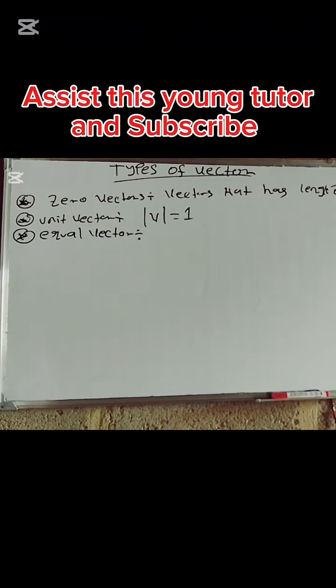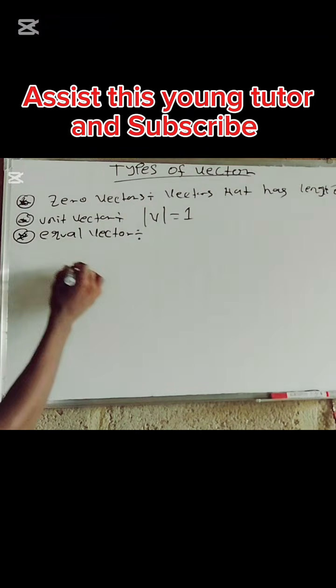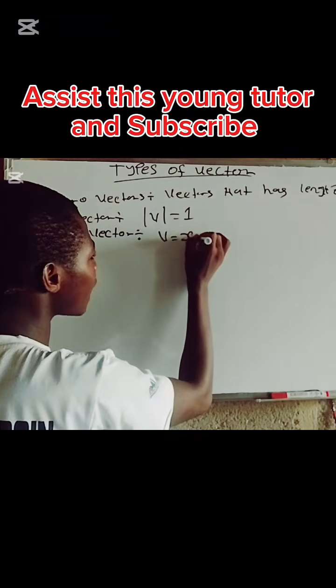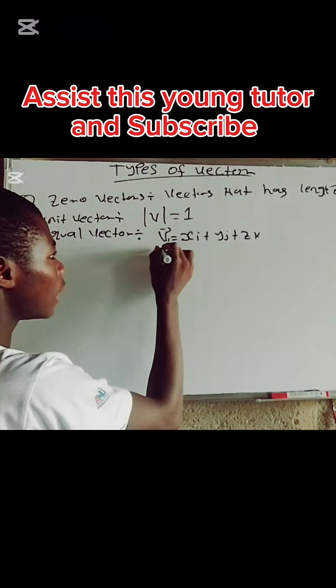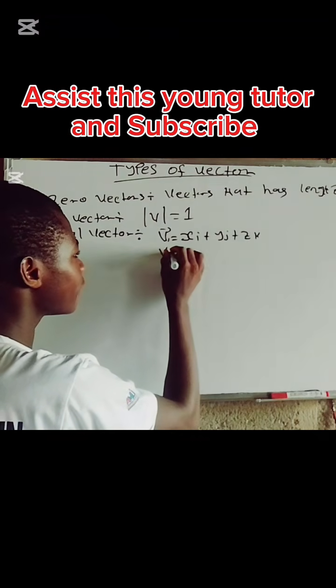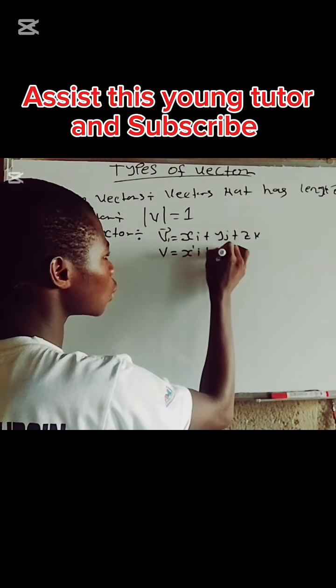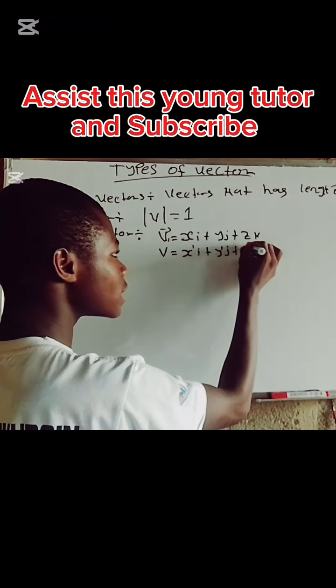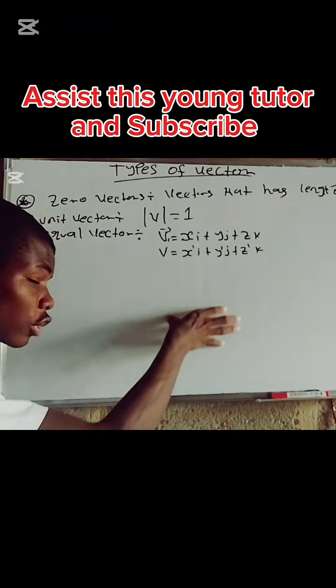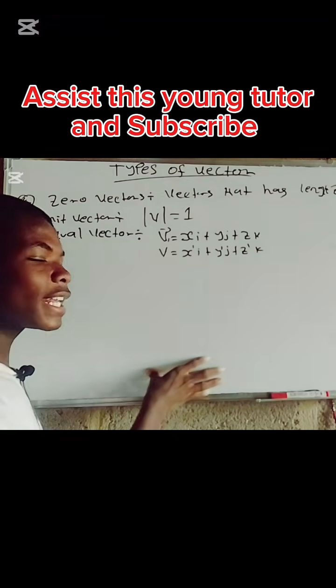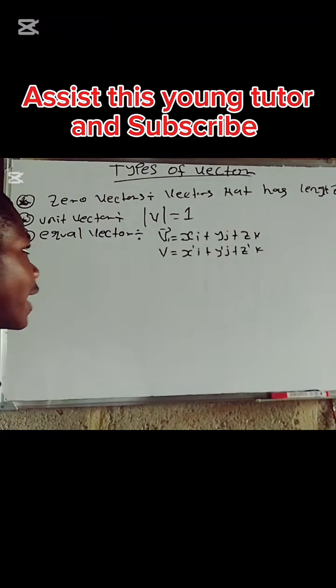So what is an equal vector? Suppose I have a vector xi plus yj plus zk, and another vector x prime i plus y prime j plus z prime k. These two vectors are said to be equal if and only if they have the same length or magnitude and the same direction.